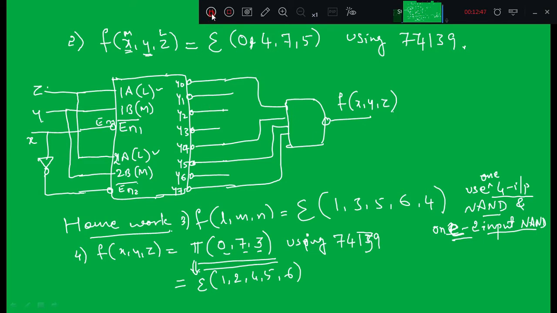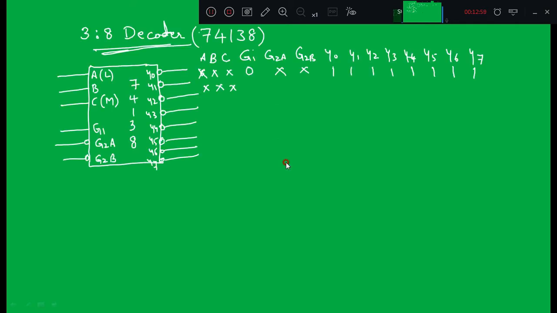so in the next slide we will discuss the commercially available, readily available decoder, which is 74139. Okay, so the next commercially available decoder is 74138, which is a 3:8 decoder, right? As the name tells, 3 gives the number of inputs, and 8 is the number of outputs, right? So this is the symbolic form of the 3:8 decoder 74138, right?